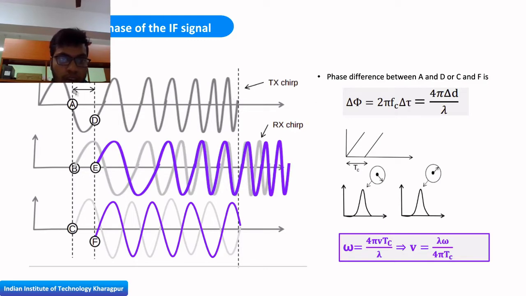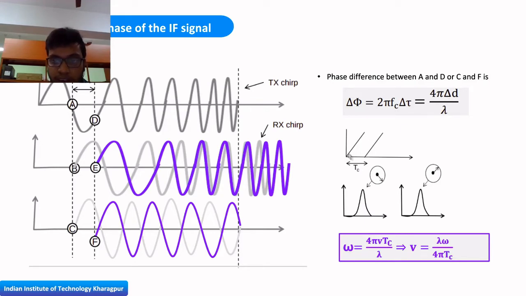Delta tau is the time after which the second received signal arrives. Delta tau is also related to the distance covered by that object. So from this equation, if I have some idea about the phase gap between the two IF signals, then I can easily calculate the distance traversed by the object.